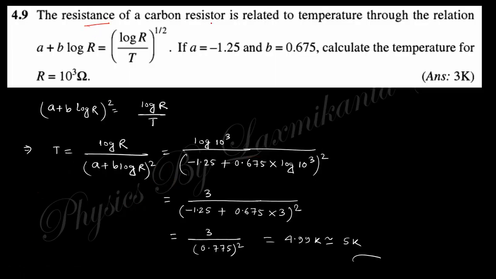The resistance of a carbon resistor is related to temperature through the relation A plus B log R equals log R by T, whole to the power half. If A and B are given, calculate the temperature. You need to find out the temperature for R equals this one. From here, if you square both sides, you will get this one. So T equals nothing but this one. If you put the values of A, B and R, you can easily find out this 5 Kelvin. Clear? I think clear. If there is any doubt, you must comment in the comment box.